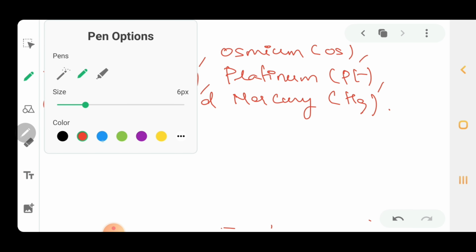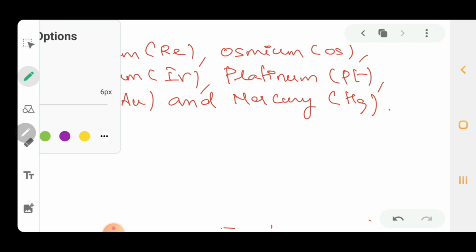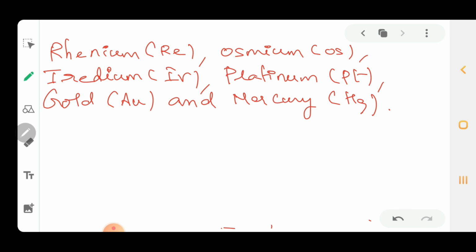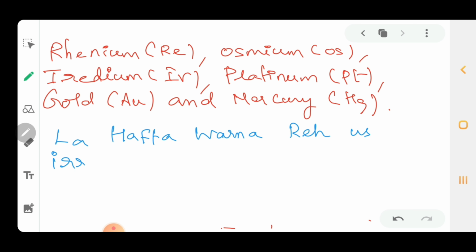Now we will see the mnemonic in order to remember our period 6. So the mnemonic is La, Hf, Ta, W, Re, Os, Ir, Pt, Au, Hg.